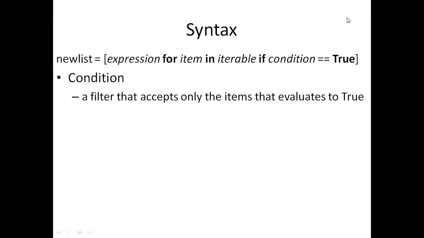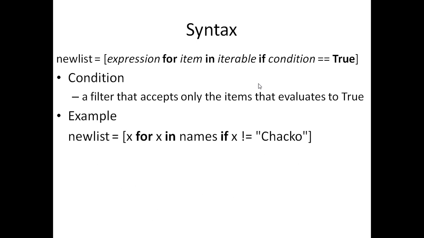So this is like a filter from that whole list. Okay, so example: new list = [x for x in names if x != 'Chaco']. This means if the name is Chaco, it will be removed. Other names will be included in the new list. So the new list will contain x, where the items are for x in names if x is not equal to Chaco. So all the names except Chaco will be included in the new list.